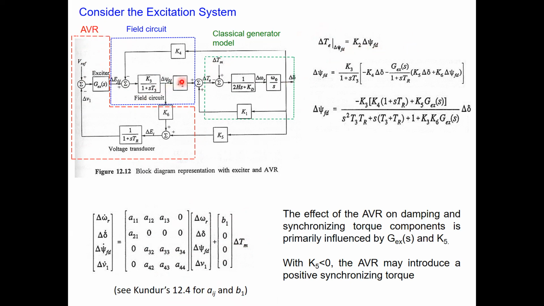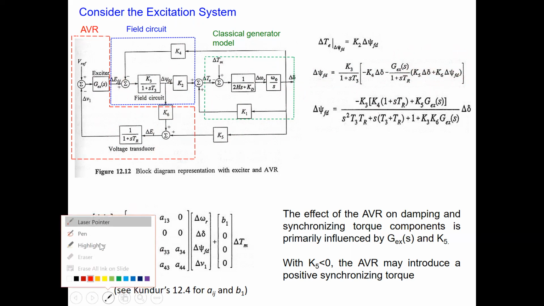So what you find here is written down K2 times del psi D. And what is del psi D? Here it is this one. You can see this term will be K3 divided by 1 plus sT3, and then you have the quantity K4 into del delta, with a minus sign, so it is minus K4 del delta. Then plus, this quantity we have written further as this term. This quantity will be equal to this one divided by this term, and this quantity is multiplied here. So this quantity will be equal to K5 into del delta and K6 into del psi D.